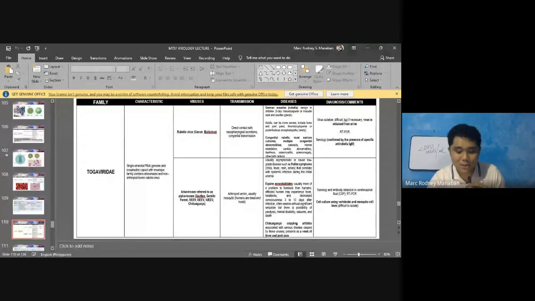Under the genus Rubivirus. Now, together with measles and mumps, rubella also has only one serotype, and it can only affect humans. So it is possibly good for eradication.